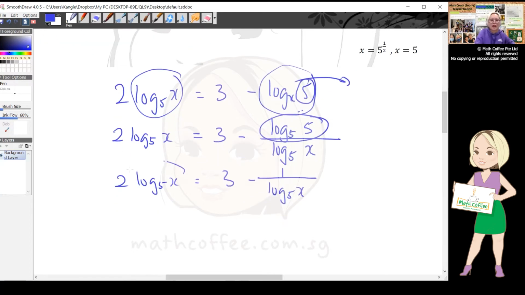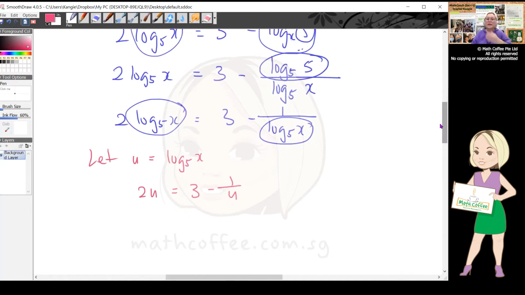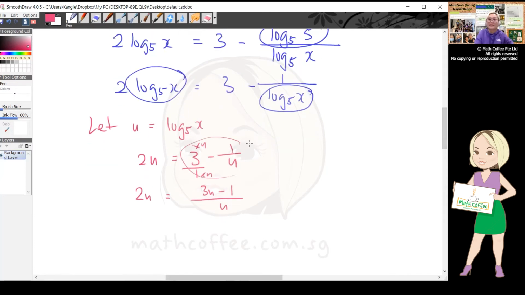So now you can see the repeated log_5 x. So I'm going to let u equal log_5 x. Okay? So I will say 2u equals 3 minus 1 over u. Then you just take it like a normal equation and solve it. So how do you solve this equation? What I can do is put this over 1: 2u equals, take the common denominator u, I will get 3u minus 1 over u. I just combine this into a single fraction. Then this one you put over 1.